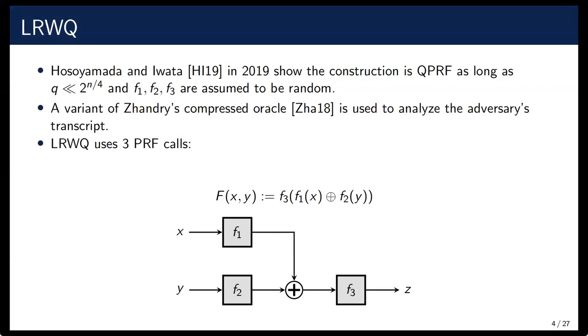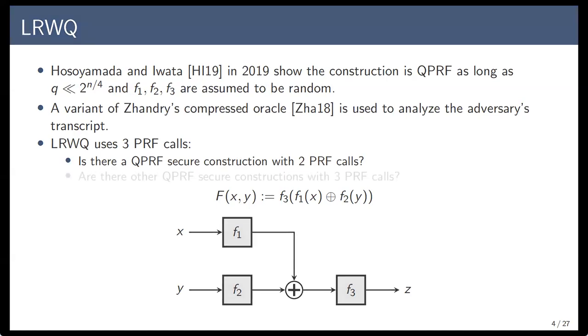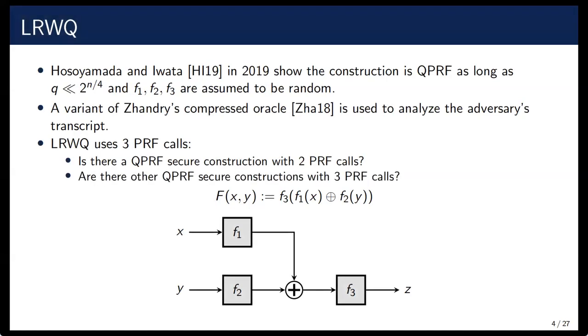Although we note that LLWQ uses three internal primitives, so that raises two interesting questions. First, is there a quantum secure PRF construction with only two primitives? And are there other quantum secure constructions with three internal primitives? So in our work, we aim to answer these two questions.